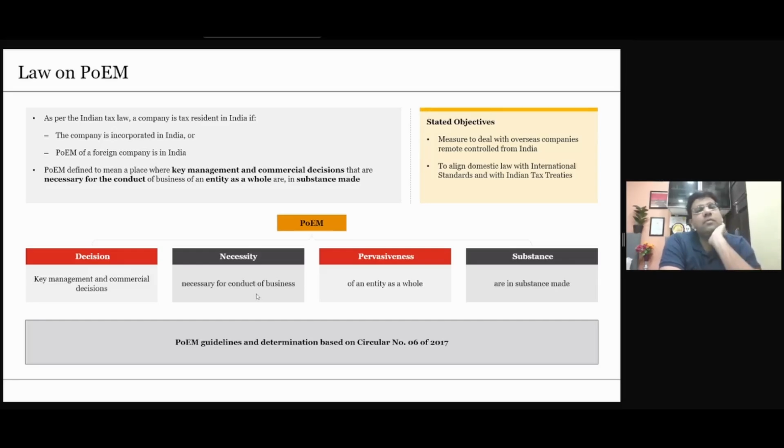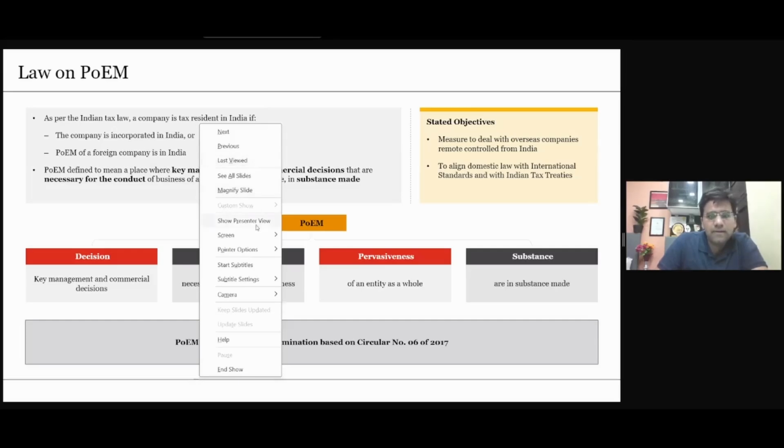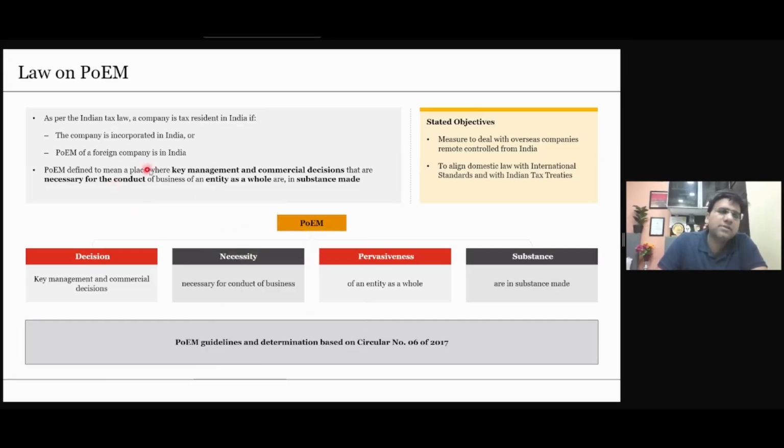And what is a POEM? POEM is defined to mean a place where key management and commercial decisions that are necessary for the conduct of business of an entity as a whole are in substance made. Each of these phrases is very critical to understand. What is key? If I place some emphasis on this word key, what is the key? What are management and commercial decisions? What is the meaning of decisions which are necessary for the conduct of business? Then entity as a whole. So not a particular function, but you have to see the entity as a whole. And lastly, in substance: you need not see what is in form, rather what is in substance.